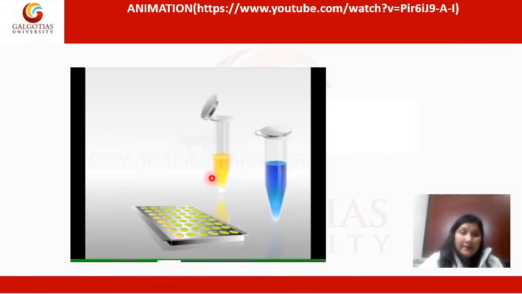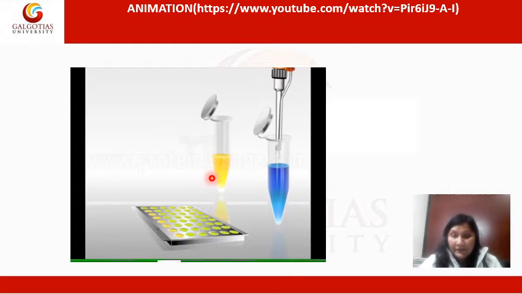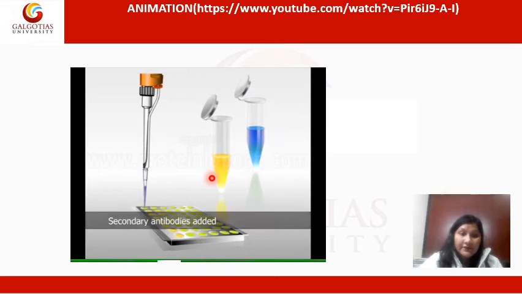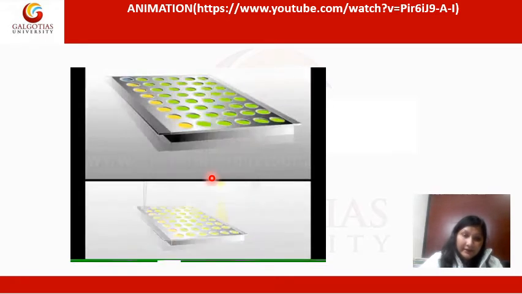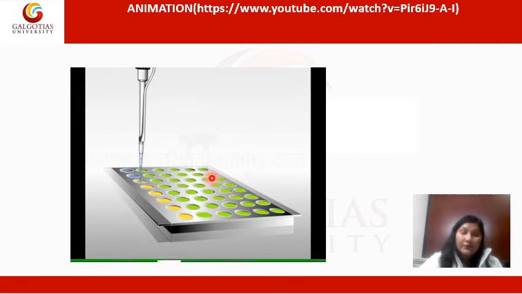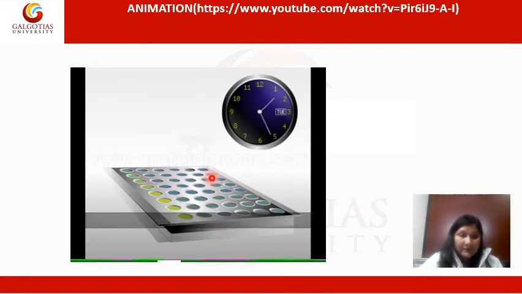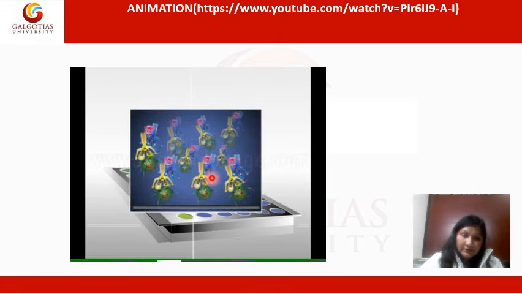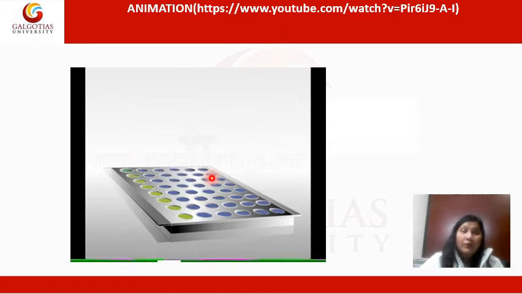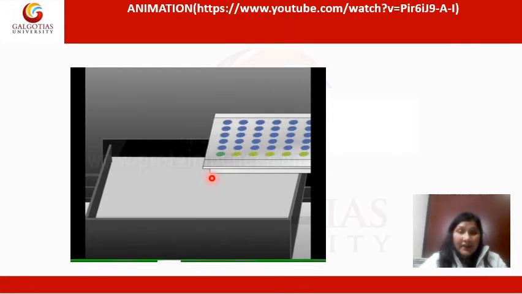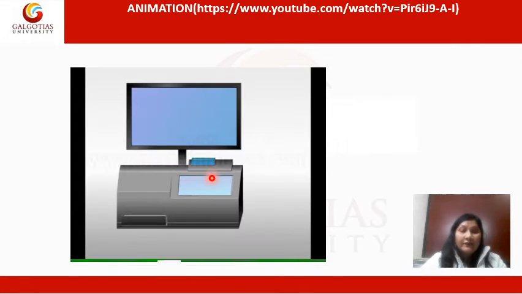Now these primary antibodies will bind with the antigen. We will wash it to remove unbound antibodies. Now secondary antibodies have been added that have already been pre-coated with the fluorophore. Now again we'll leave this plate for half an hour at room temperature. Now all these antibodies are linked with the fluorophore that can be viewed under the UV visible spectrophotometer.